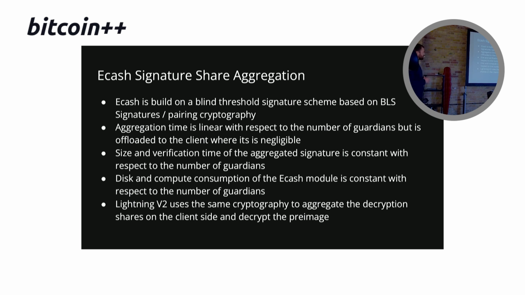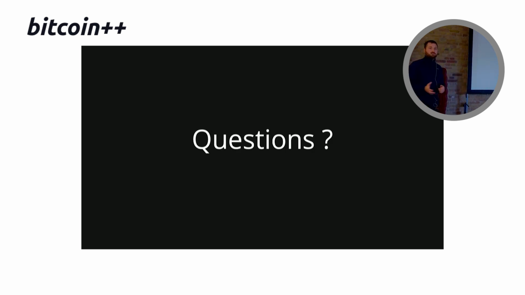This will be the same for Lightning V2, which uses very similar cryptography, just a bit more complex, to actually encrypt and decrypt the pre-image of HTLCs, such that for an incoming HTLC, a threshold of the guardians can decrypt its pre-image. In that case, the decryption shares for the pre-image will be collected by the gateway, which then puts them together to obtain a verifiable decryption of its pre-image. Okay, and now it's time for further questions.